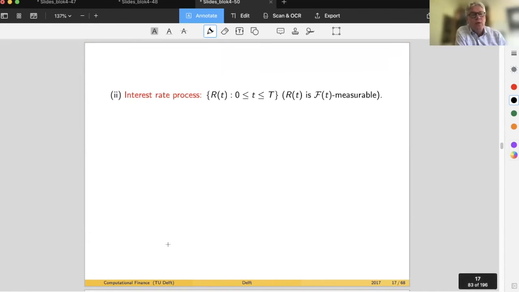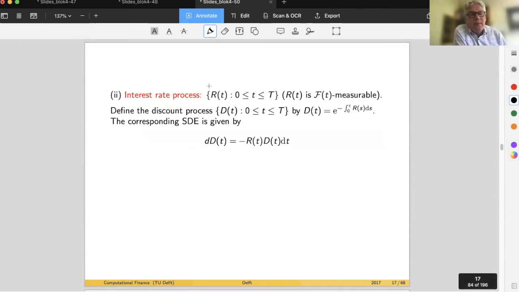And we will work with an interest rate process here. The interest rate need not be constant for a certain time in the future. So let's also see the interest rate process as a stochastic process, and therefore we denote it by capital R here, and not by the little r as we have seen before. And capital R is an F_t measurable process.